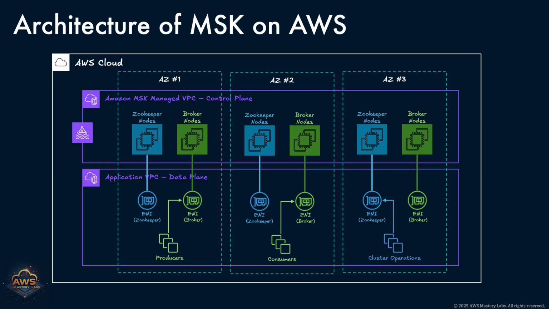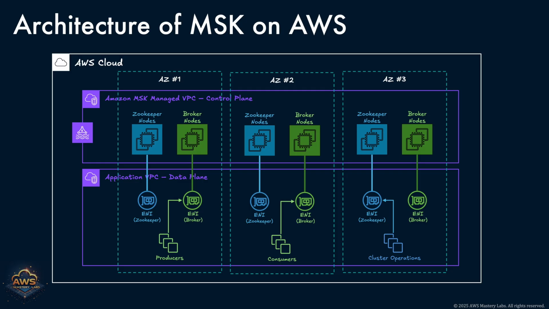In AZ1, the producers, your applications or services, are generating and sending data to the Kafka brokers. In AZ2, the consumers are running, retrieving, and processing data from the brokers for downstream use, such as analytics, storage, or real-time decision-making. And in AZ3, you'll find cluster operations, administrative tasks such as monitoring, maintenance, scaling activities, and controlled upgrades taking place. This distributed multi-AZ architecture ensures that your Kafka cluster is resilient to individual zone failures, providing high availability for your streaming data pipelines.